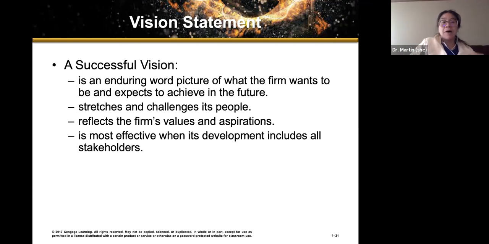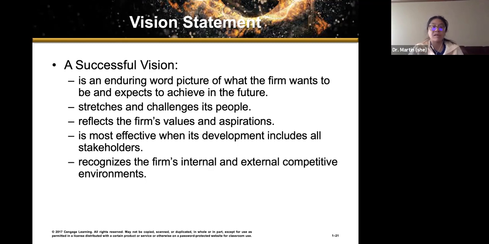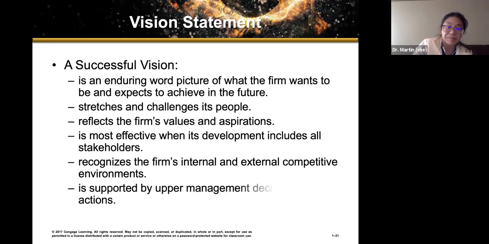Okay. So you want to look at multiple stakeholders, and you need to take a look at what's internal to your firm, so your strengths, your weaknesses, but you also want to take a look at what's going on externally, so opportunities and threats. And you need upper management to really be bought into the vision, especially when you're talking about something that's created by all stakeholders.